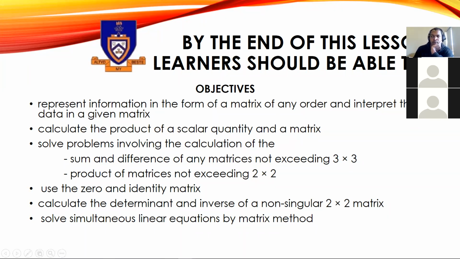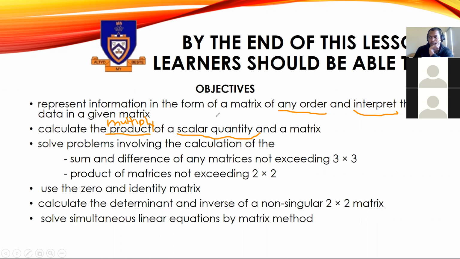So let's just go through some of the objectives we would like you to achieve by the end of this topic. So we are asking you to represent information in the form of a matrix of any order. I will underline some keywords here so that we will see order, and interpret the data in a given matrix. So we also have to basically interpret. That's another way of understanding as well. And then we have to calculate the product. This just means our multiplication, of a scalar quantity and a matrix.